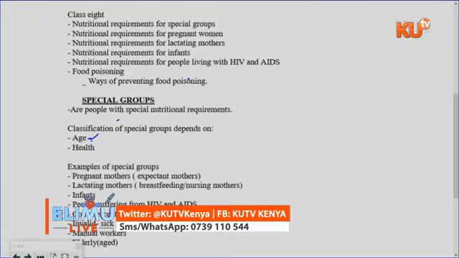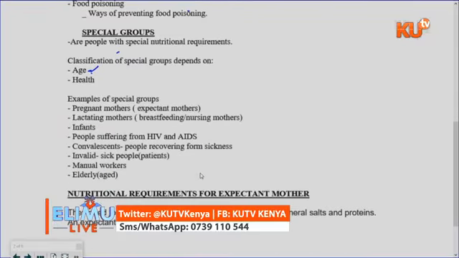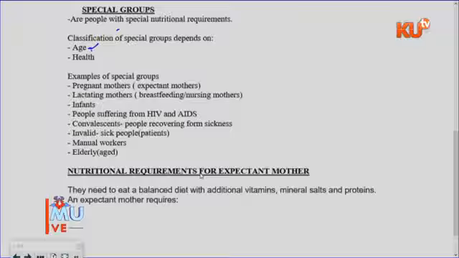So I want to look at these special groups. Examples of special groups that we have in science: we have pregnant mothers. Pregnant mothers are also known as expectant mothers. And then we have lactating mothers. Lactating mothers, we also call them breastfeeding mothers, or nursing mothers.